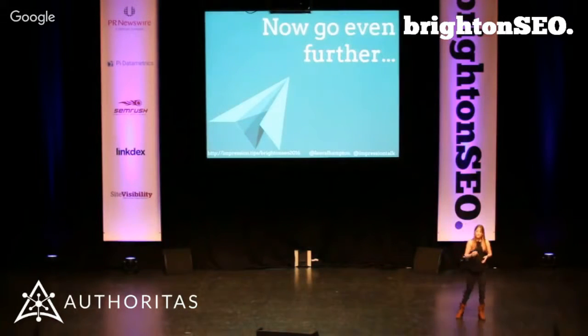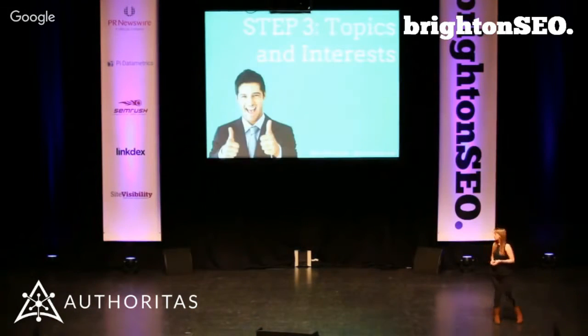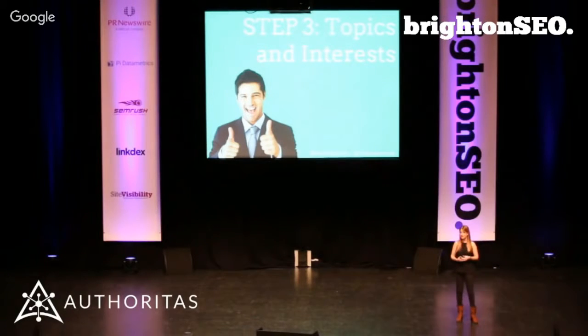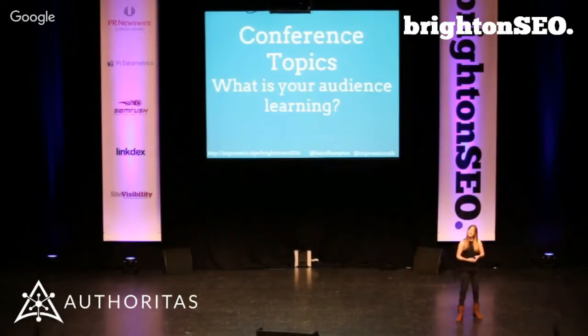Now I want to go just a little bit further. At this point, we've gone through our basic audience insights. We've thought about what motivates our audience. And step 3 is to look at what topics appeal to this audience and what interests them. There are various ways that you can do this too.